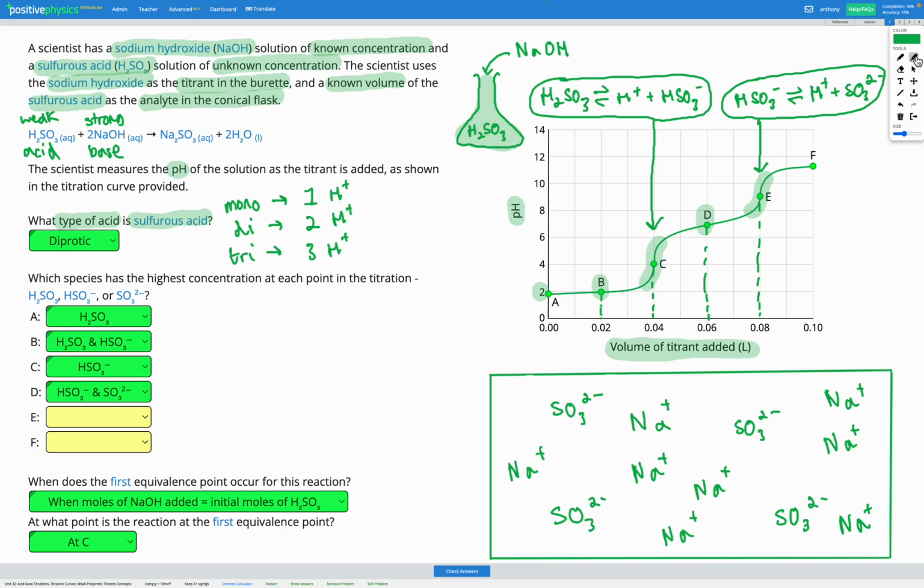So at this point, point E, we now have 1, 2, 3, 4 SO3 2- ions. We don't have any HSO3- because it's all reacted to form SO3 2-. So now we have SO3 2-. Awesome. So we might keep adding NaOH now to get to point F. So let's add another couple of Na+ and OH-.